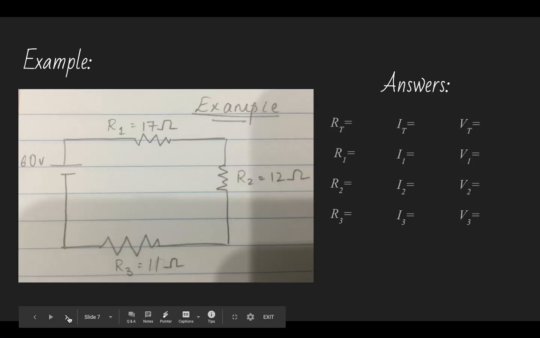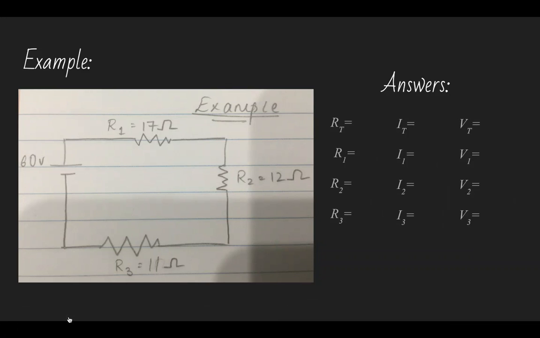Alright, I think we have enough knowledge to solve an actual problem, so let's get started. In this example, we have R1, which equals 17 ohms, R2, which equals 12 ohms, and R3, which equals 11 ohms. And we have 60 volts as our given VT.